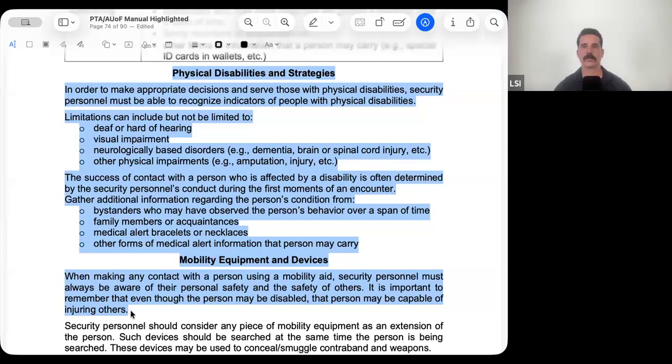Gather additional information regarding the person's condition from bystanders who may have observed the person's behavior over a span of time, family members or acquaintances, medical alert bracelets or necklaces, other forms of medical alert information that person may carry, mobility equipment and devices. When making any contact with a person using a mobility aid, security personnel must always be aware of their personal safety and the safety of others. It is important to remember that even though the person may be disabled, that person may be capable of injuring others.